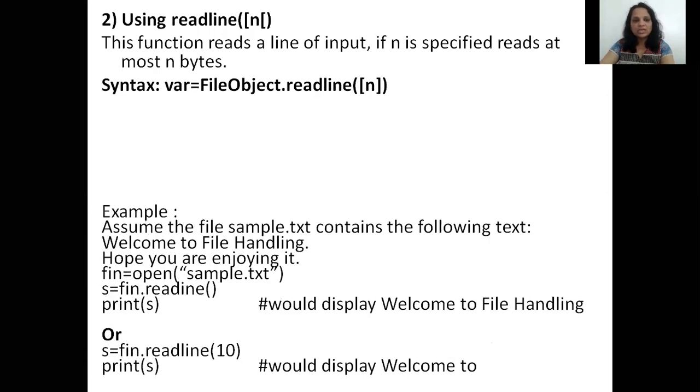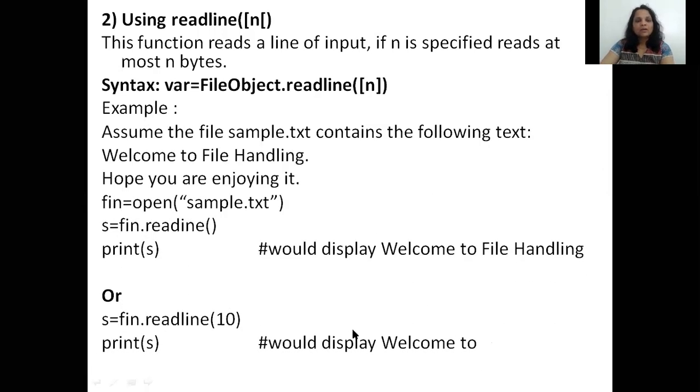Okay. So to see an example of this, I wrote s = fin.readline() here. Let me annotate so it becomes easy. So what does it mean? Read just one line. And what's the first line? Welcome to file handling. And it displays that. But like I said, if you write readline(10), it would display "Welcome to", same as read. The only difference is read without parameters reads the entire file. Readline without parameters just reads one line.